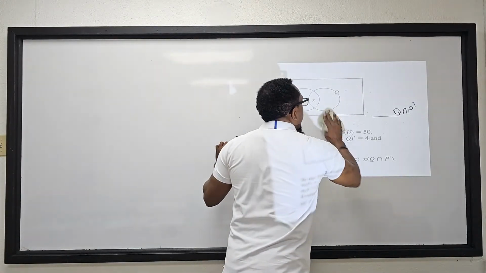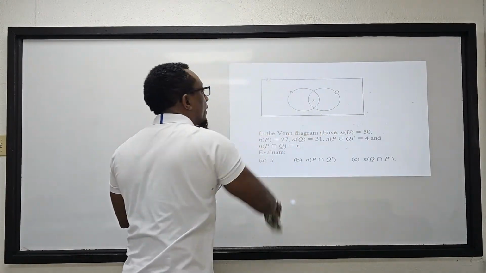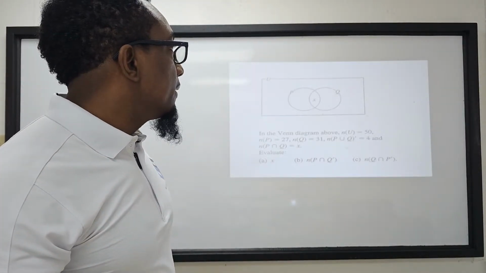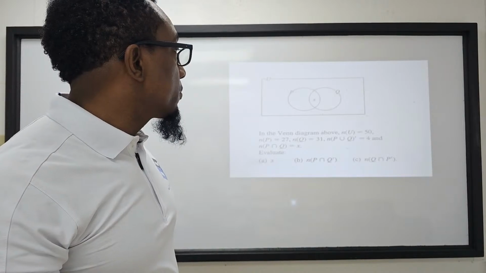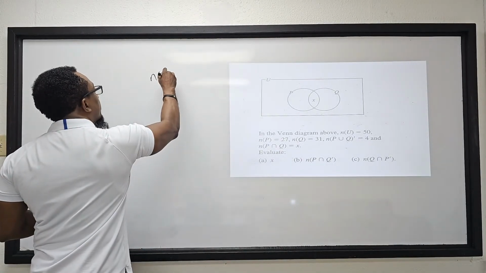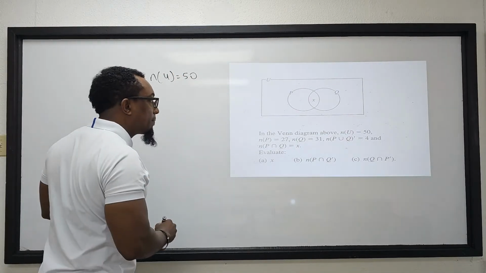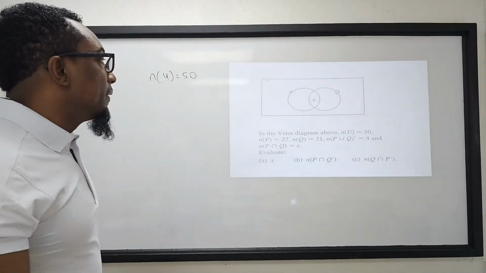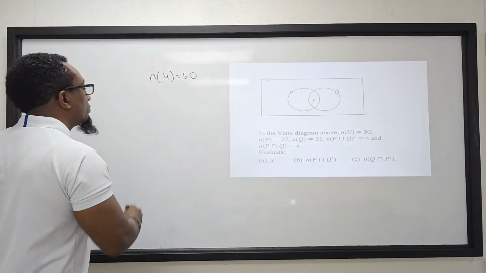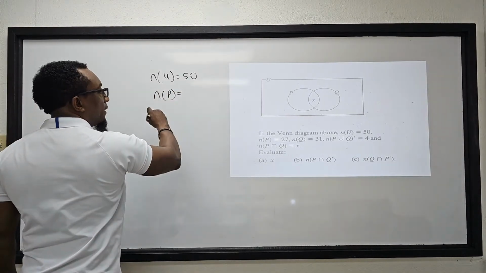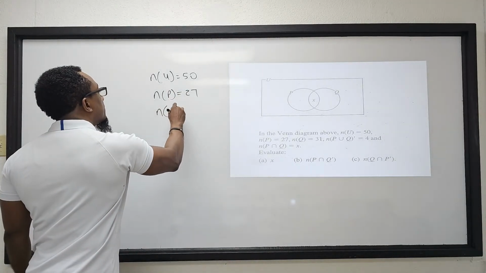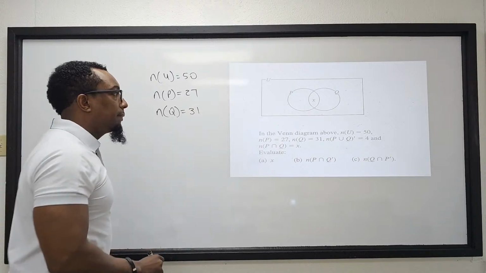another example. This time we have X representing the intersection of P and Q. So we have here the number of elements in this universal set is 50. We have the number of elements in P is 27. Number of elements in set Q is 31.